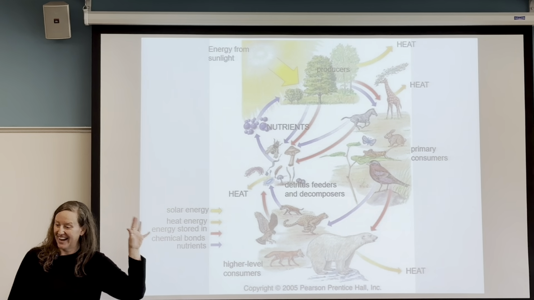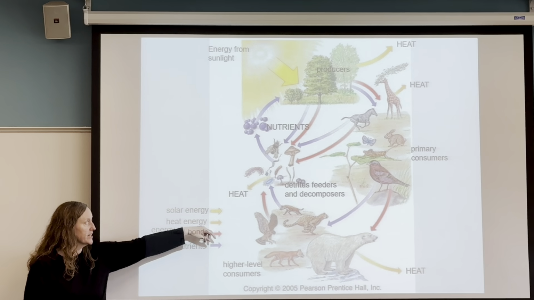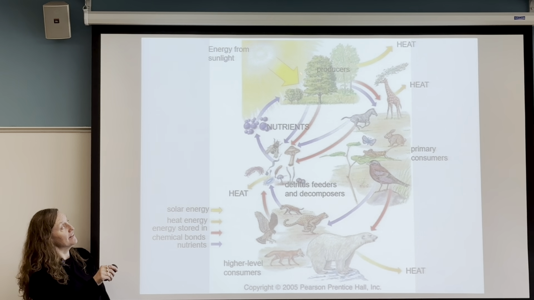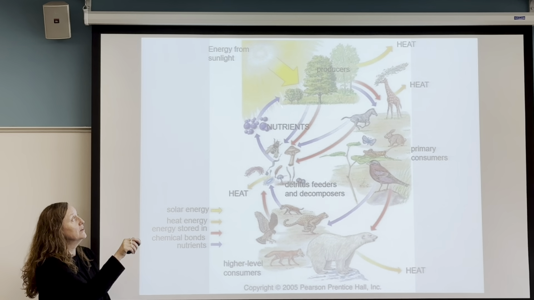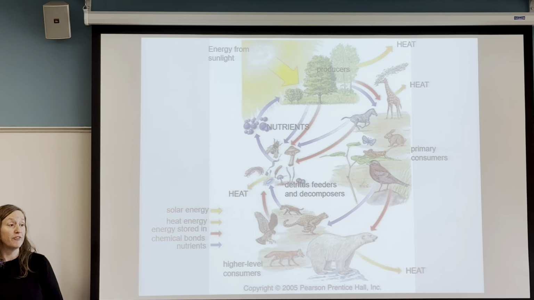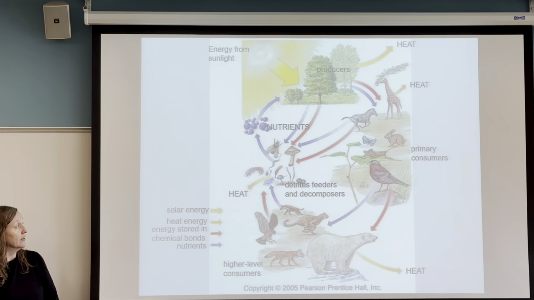Okay, so here's a lot of arrows and colors and organisms. So let's take a look at the arrows. First, let's just look at solar energy, the bright yellow arrows. You can see that solar energy is only coming into one place. It's going into the producers, or the autotrophs. We would also call them our photosynthesizers. So that's the only place we're seeing that bright yellow.